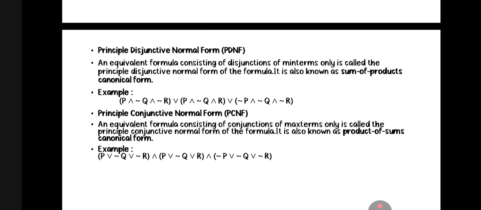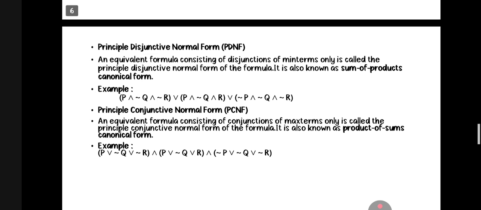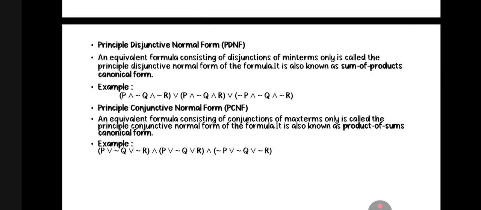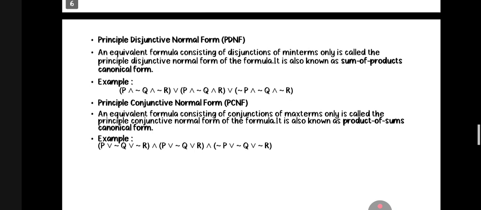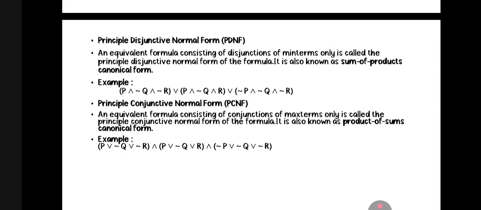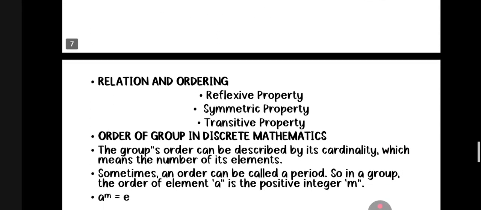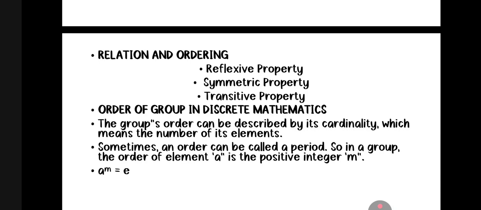The principal disjunctive normal form and principal conjunctive normal form have two differences. The sum of products canonical form is the principal disjunctive normal form. The product of sums canonical form is the principal conjunctive normal form. Next we discuss relation and ordering. Three topics are there: reflexive property, symmetric property, transitive property.